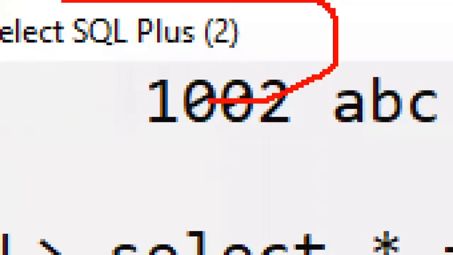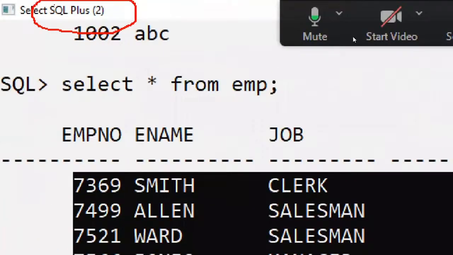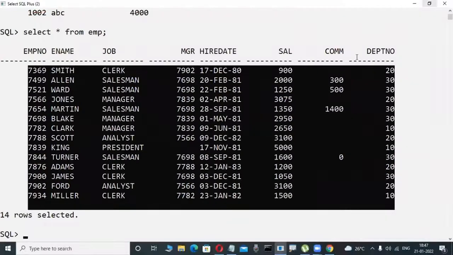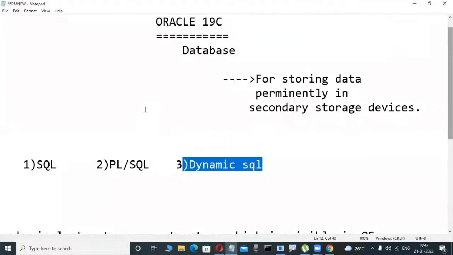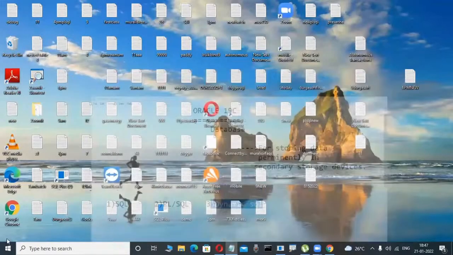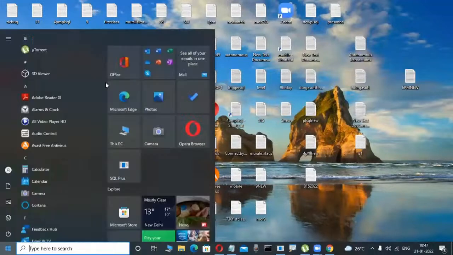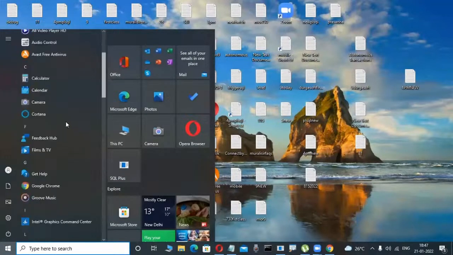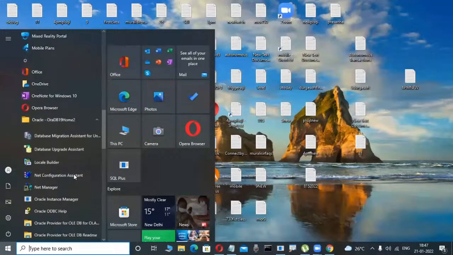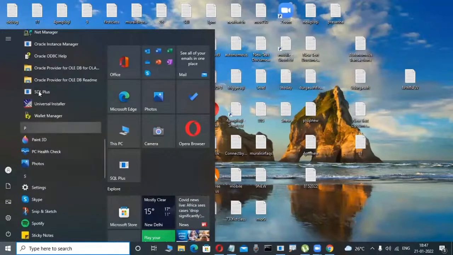This is a tool, called a client tool. If you want to connect to an Oracle database, then we use client tools. SQL Plus is a default tool. Whenever I install Oracle software, the tool is automatically available. How can you install it? What are these tools? We are learning in our course. Don't worry. This is the Oracle software I'm installing, and in that one, the SQL Plus tool is automatically there.